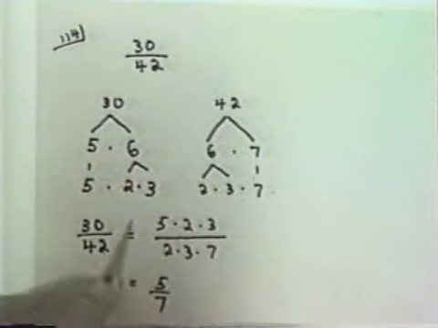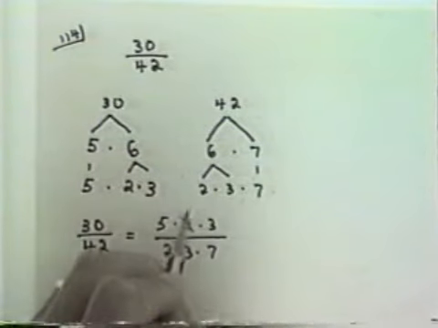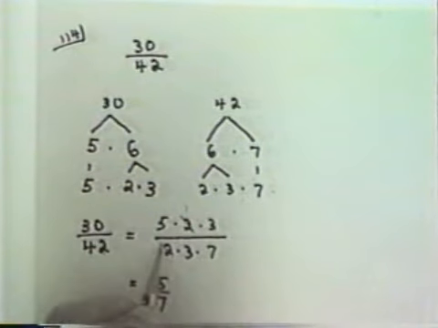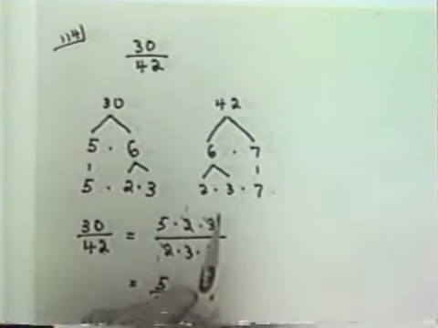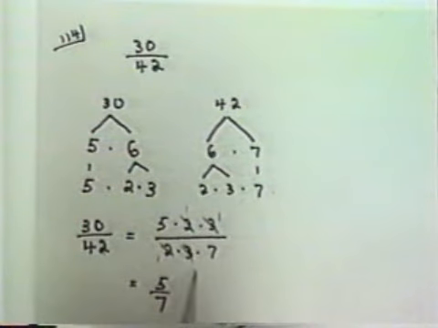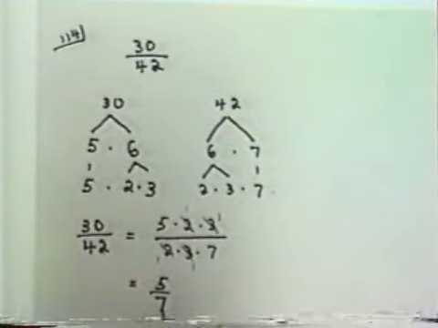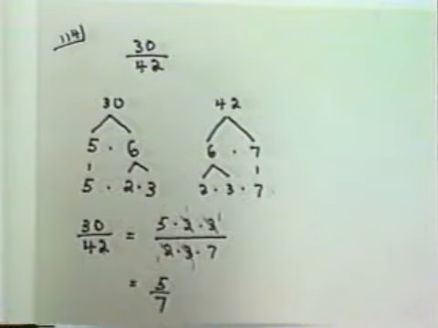Notice that 2 is common to both of them. So I can say 2 goes into 2 one time, 2 goes into 2 one time. I can say 3 goes into 3 one time, 3 goes into 3 one time. So I'm left with 5 times 1 times 1 is 5, 1 times 1 times 7 is 7. So again we get 5/7. Now I can use this method to reduce algebraic fractions. In fact, it will be the same.